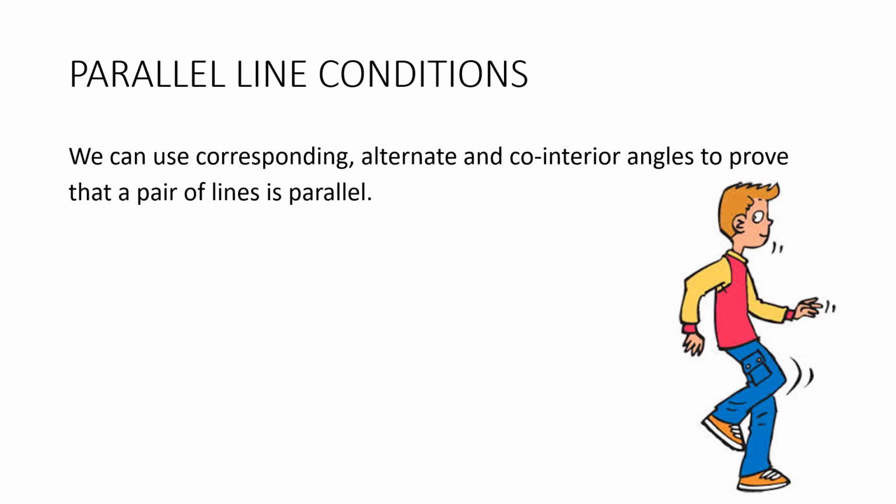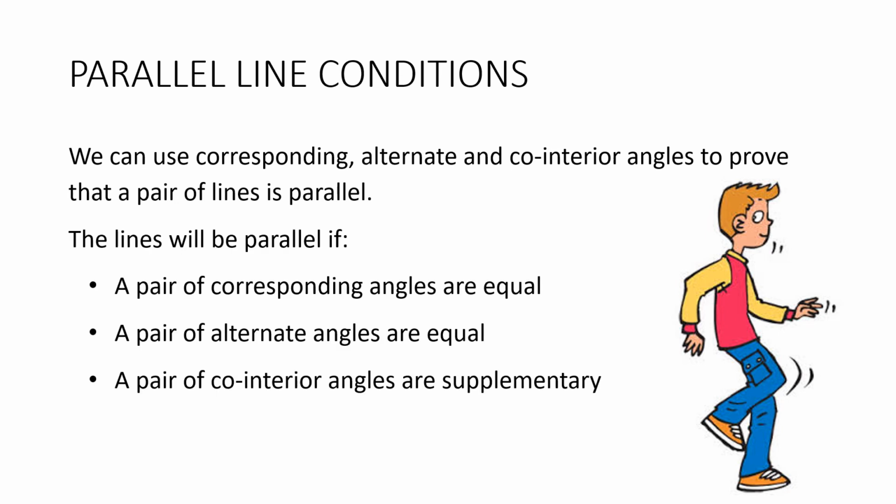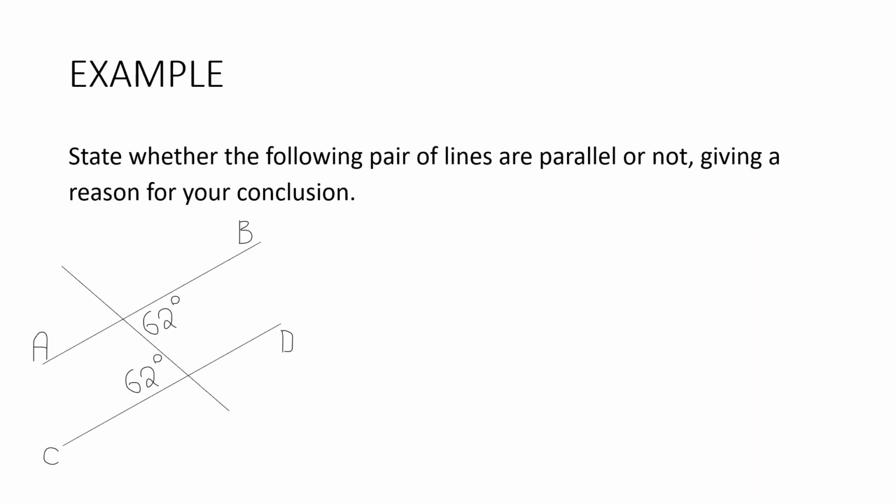Now sometimes in maths we like to work backwards, and we can use corresponding, alternate or co-interior angles to prove that a pair of lines is parallel. What am I talking about? Well, the lines will be parallel if I can find a pair of corresponding angles that are equal, or a pair of alternate angles that are equal, or a pair of co-interior angles that add to 180 degrees. Here's an example. State whether the following pair of lines are parallel or not, giving a reason for your conclusion.